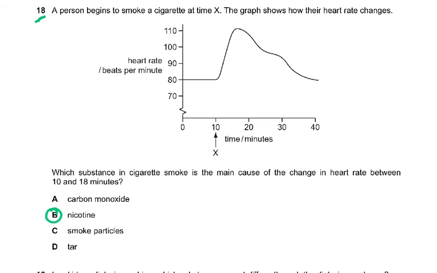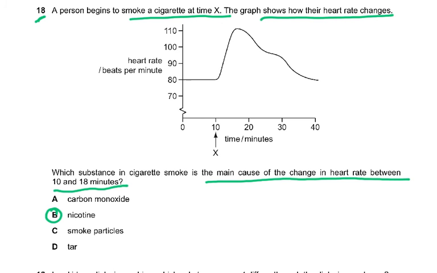And question 18, a person begins to smoke a cigarette at time X. The graph shows how their heart rate changes. So heart rate increases when the person is smoking, and then it sort of decreases. Which substance in cigarette smoke is the main cause of the change in heart rate between 10 and 18 minutes? Nicotine results in increasing the heart rate, it has a direct effect. And it also causes vasoconstriction, and that, of course, increases blood pressure. So that is something factual which you have to know.